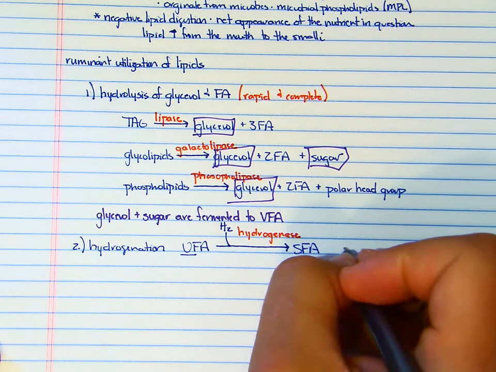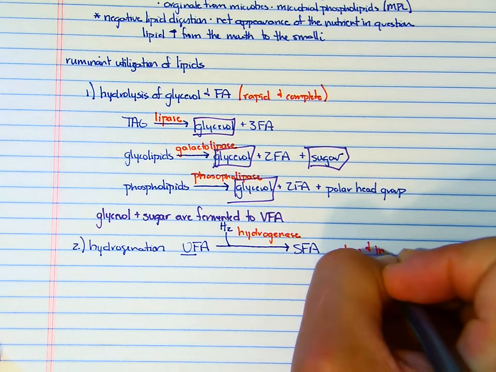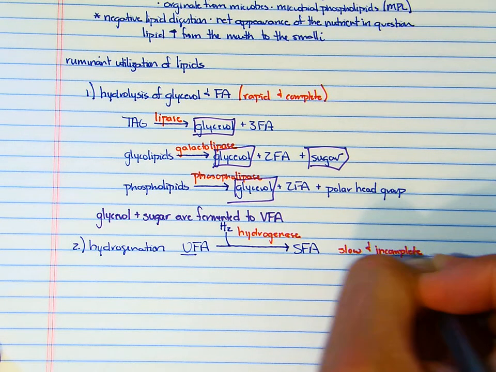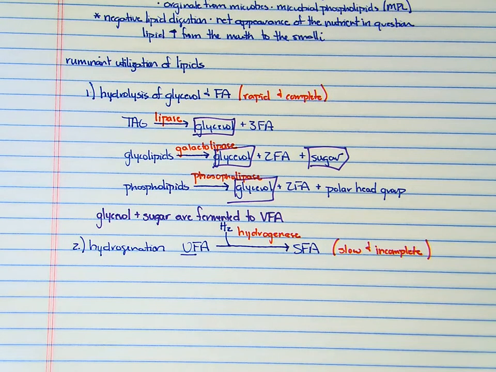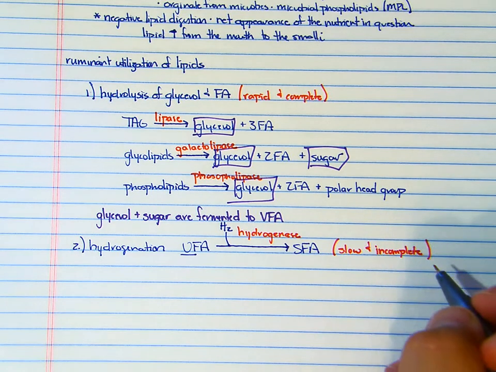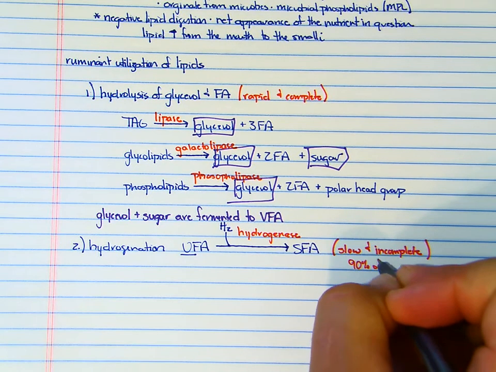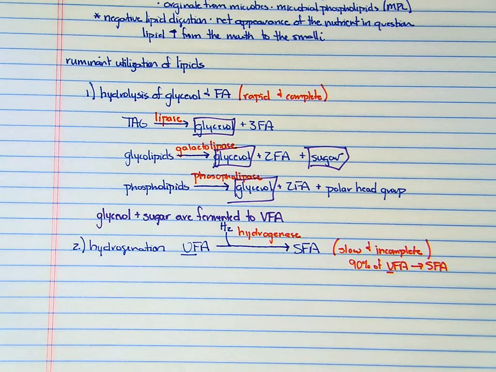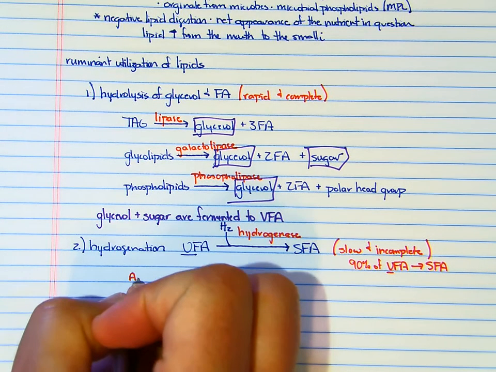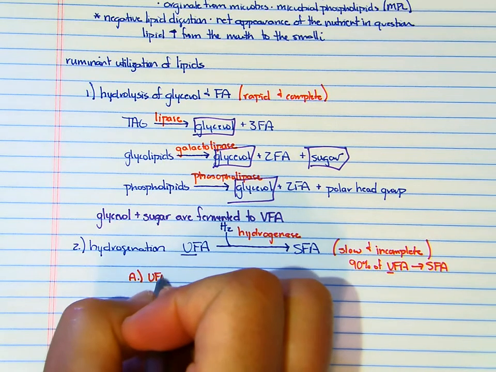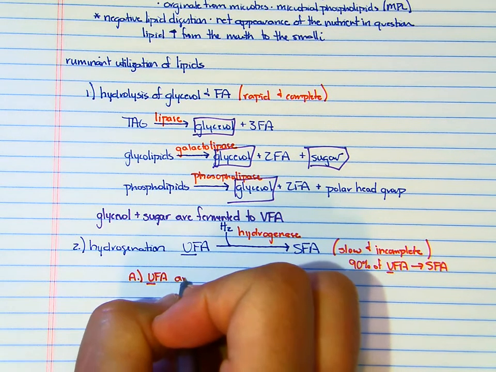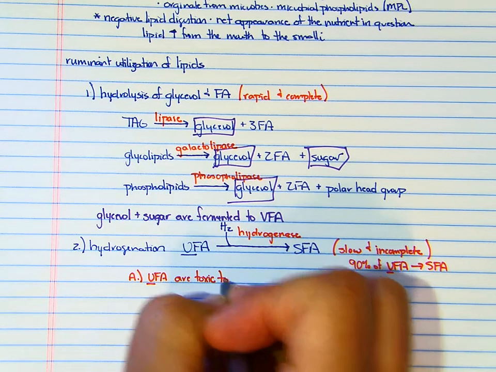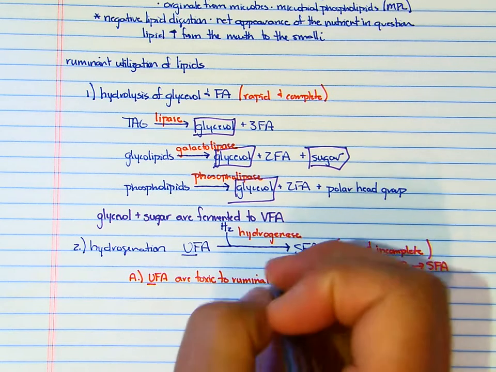Okay, and this process is slow and incomplete. So when the step in front of it is fast or rapid and complete, and this is slow and incomplete, that means there's an accumulation of unsaturated fatty acids. Okay, what it ends up is also about 90% of unsaturated fatty acids are converted, or hydrogenated, to saturated fatty acids. Okay, a couple things about why microbes do this. First of all, UFA, unsaturated fatty acids, are toxic to ruminal microbes.